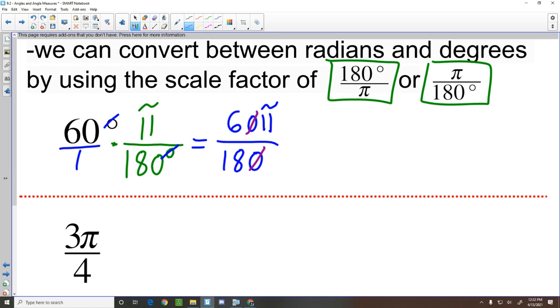I'm left with 6 over 18. Can I simplify 6 over 18 further? For sure. Those are both divisible by 6. If I divide both those numbers by 6, I'm going to get just a pi up top, or 1 pi, and I'm going to get a 3 in the denominator. And so 60 degrees is the same as pi over 3, or 1/3 of pi.